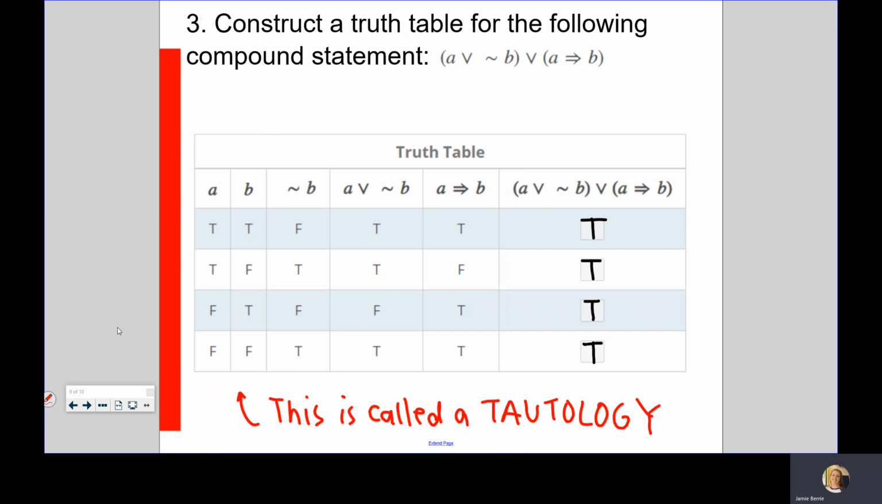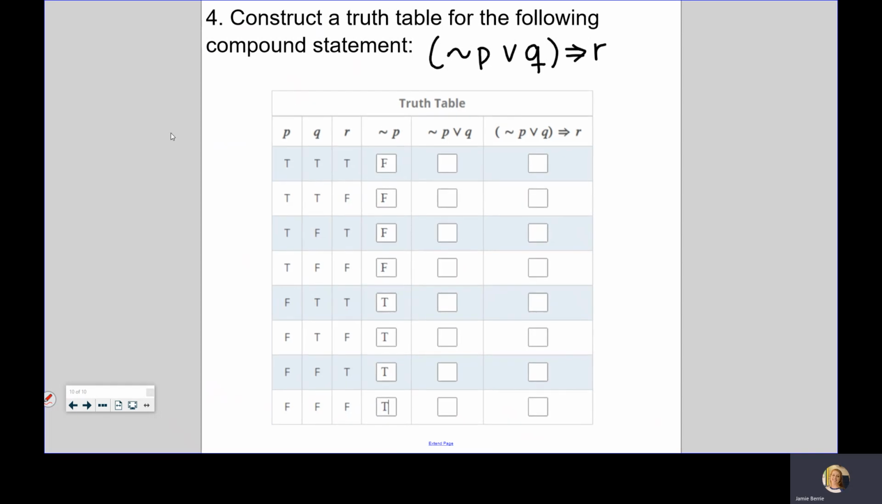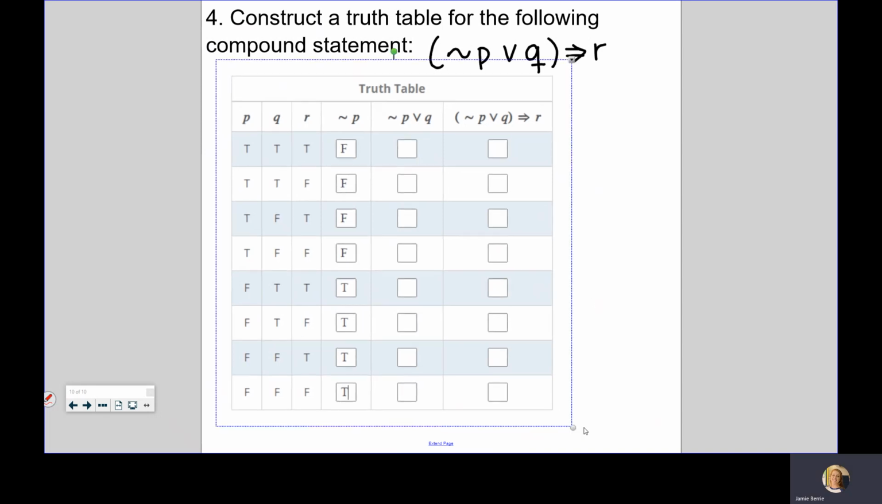Okay, last one. I wanted to do one that had an implication in it. So I picked this one off of the homework. If you would like to take a second and write it down, I'll let you do that. It's a little bit hard to read, so let me see if I can make it bigger.